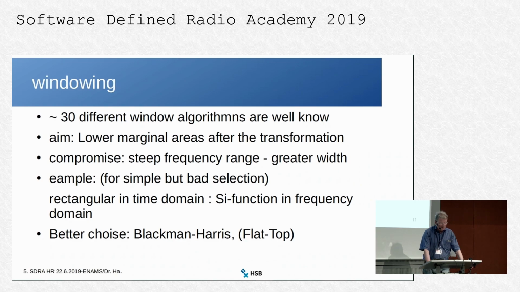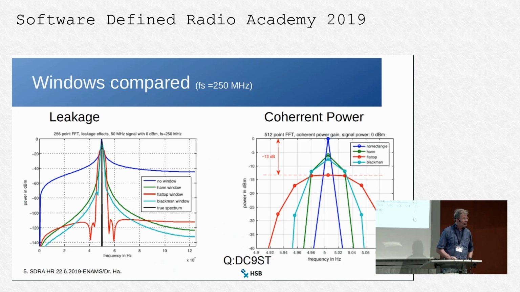A better choice will be a Blackman-Harris or a flat top. And I have some foils from DC9ST. This is one of his papers. And I throw that out to show the difference between leakage and coherent power. When we have different windows, no window means rectangular, we see that the margins are different. We see down to 100 decibel, the power spectrum is very broad bandwidth when we have different windows.